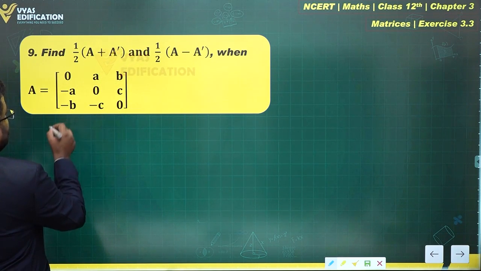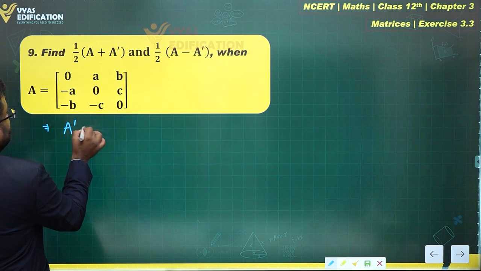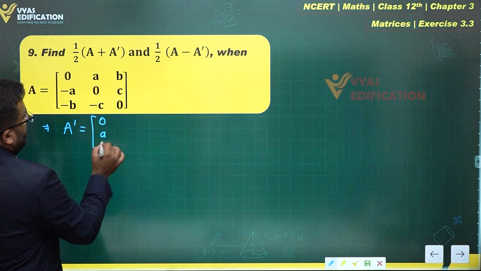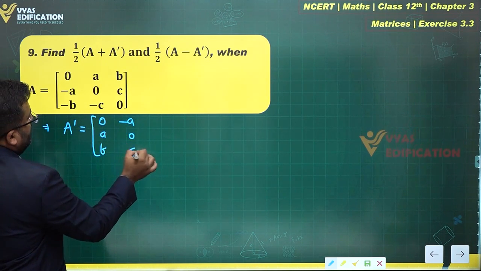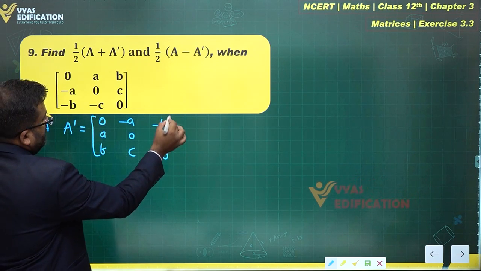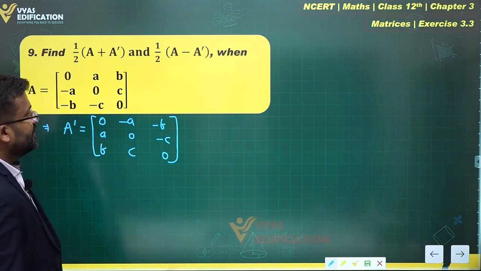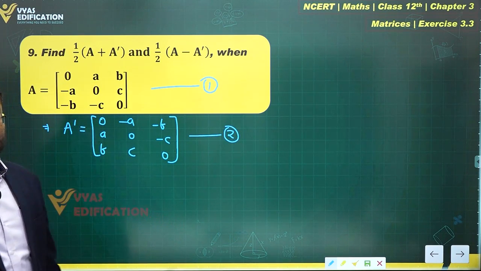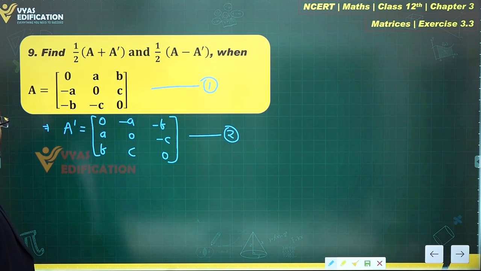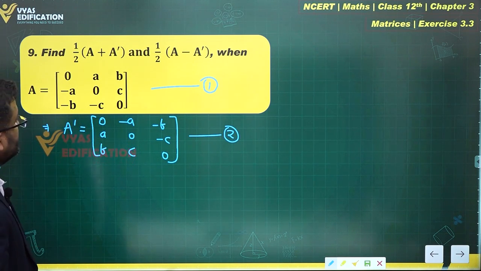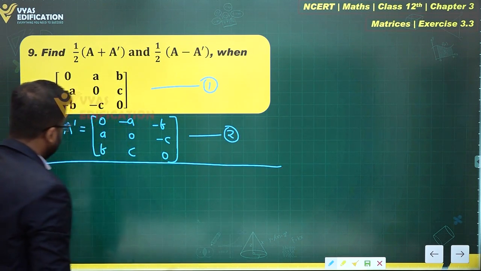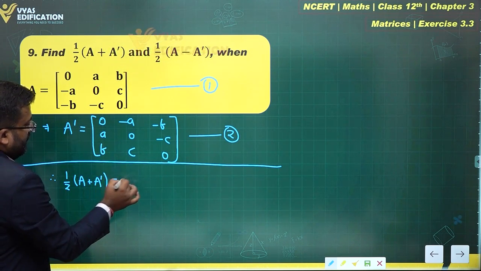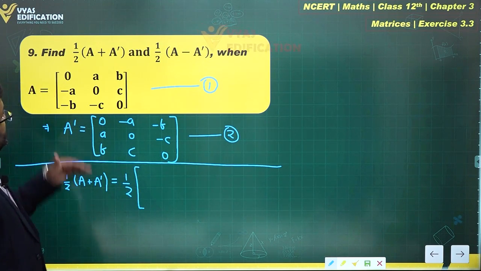So A is already known, implies A transpose would be equal to what? Let's find A transpose. That will be 0 A B, minus A 0 C, minus B minus C 0. This is A transpose for us. This is the first, this is the second statement. Let's say these are the two statements, 1 and 2. Given A and A transpose, can we find, therefore, half times A plus A transpose would be equal to half times the sum of these two matrices.